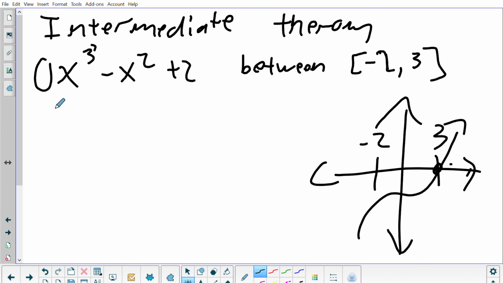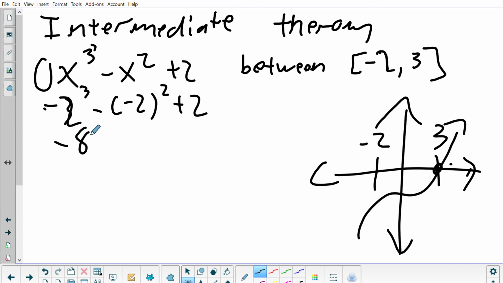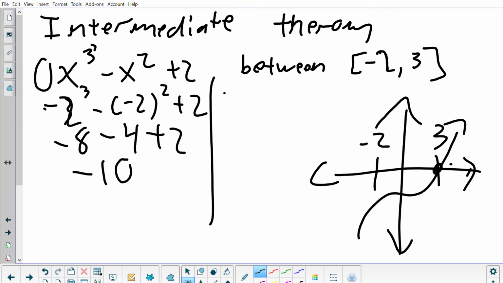So what we do is we change x to -2. So this turns into -8. This is going to turn into -4, because -2 times -2 is 4, and 4 times a negative is going to be negative. And then I get -10. Okay? Then I'm going to do the same thing again, but I'm going to plug in 3. So then I get 27 minus 9 plus 2. So I get 20. Okay?